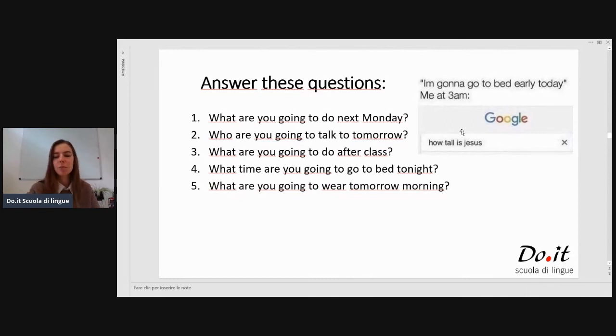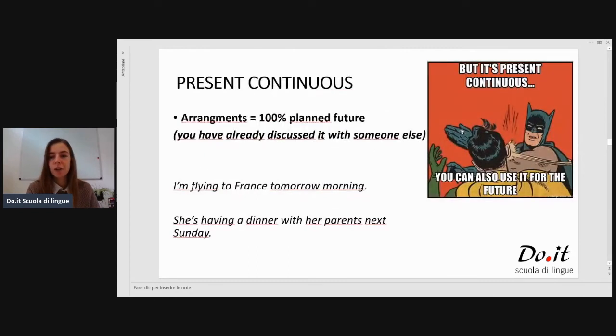Okay, let's move on. So from going to, we are skipping to present continuous, guys. Maybe you are asking, why present continuous when we are talking about future? Well, because it's English and nothing is easy. No, I'm kidding. So we can use present continuous in the future. And let me tell you guys, this is one of the easiest things to explain, you know?